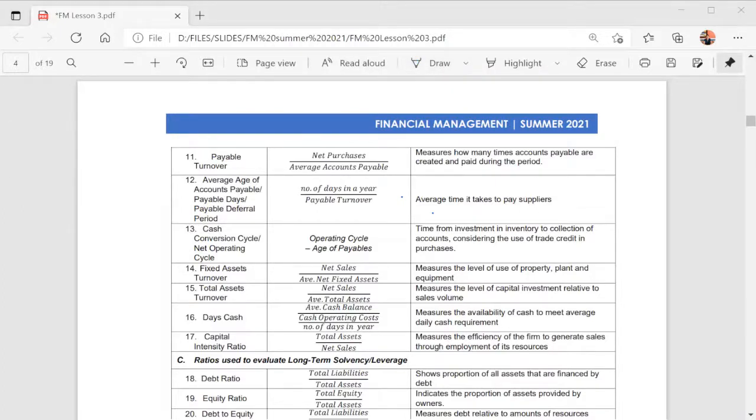What do you think? How about for the payable deferral? Deferral is ano man siya, unya sa bayaran. Unsa man kadugay ang pag-delay. Okay. The shorter the better, the shorter. Okay. So same, the shorter the better.